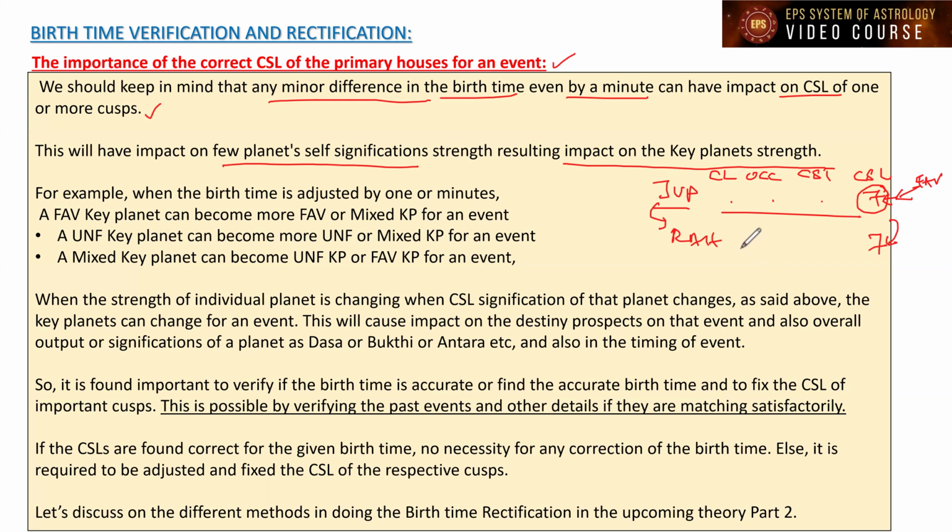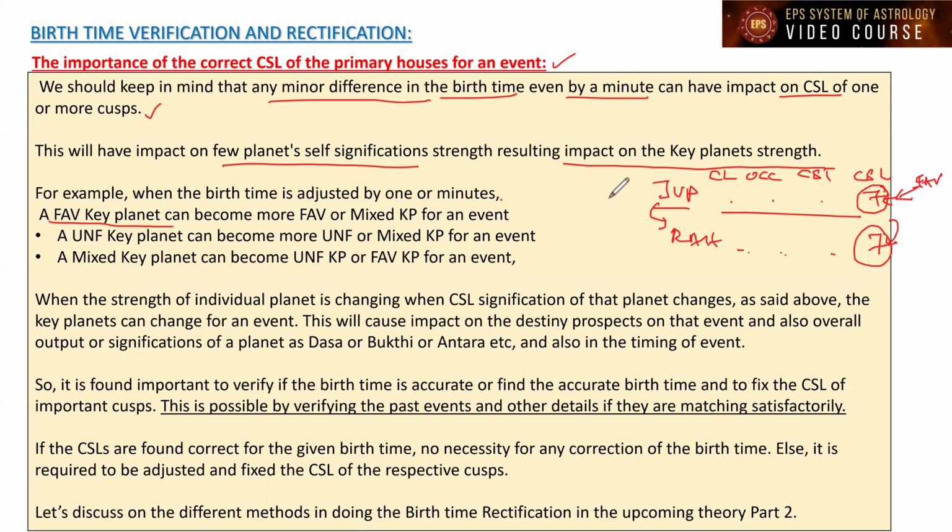Similarly, if Rahu has some weak houses, or not very good houses, or mixed houses in CLOCC CST for the event, marriage, then when it gets the seventh sublord in its CSL, its strength can increase and become favorable or mixed. I think you are able to understand. So it means that when the birth time is adjusted by 1 or more minutes, a favorable key planet can become more favorable or a mixed key planet.